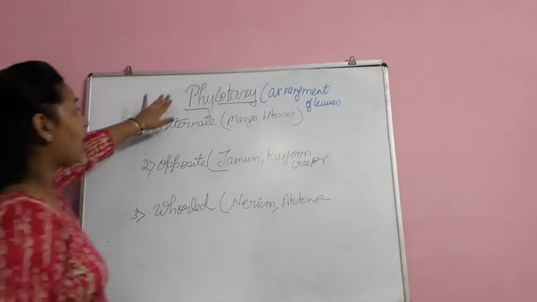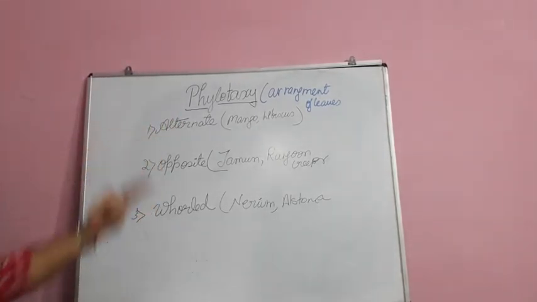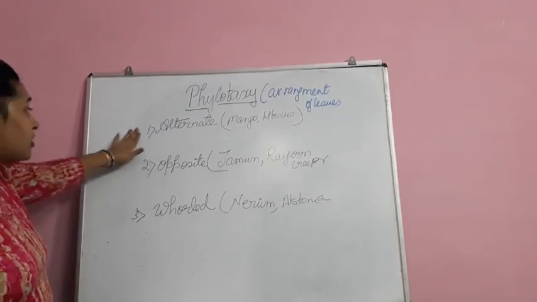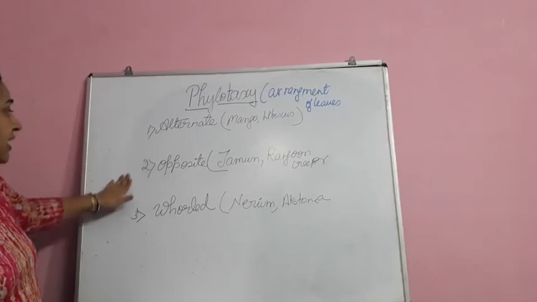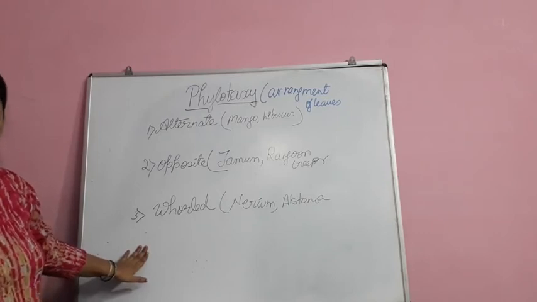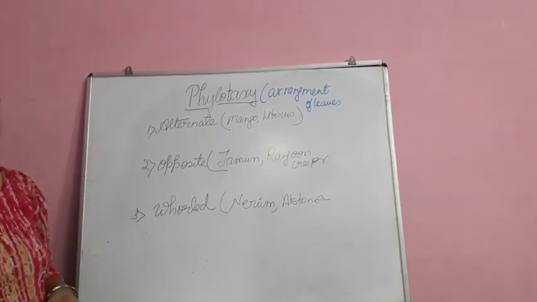If you are asked what phyllotaxy is, in one word you can say that it is the arrangement of the leaves pattern in the plant. So there are three arrangements of the leaves. First is alternate, second is opposite, and third is whorled. From the names only it is very clear that they may be lying in this kind of pattern.